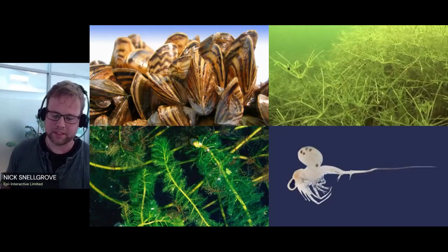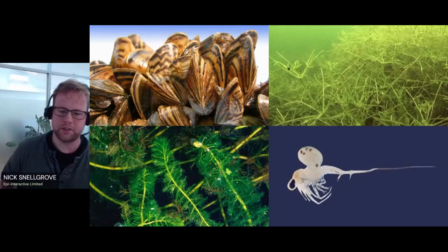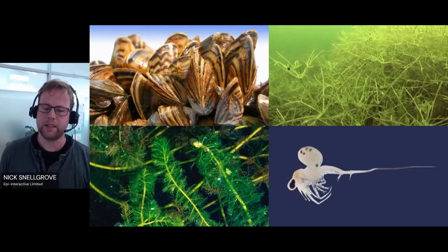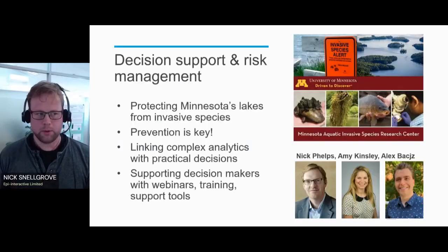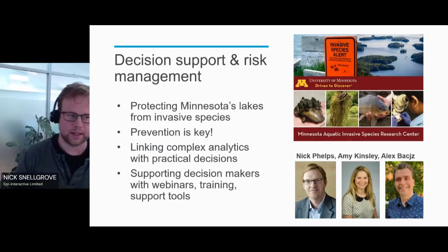So to combat the spread of these species, the researchers from UMN approached us to help develop the AIS Explorer, which is what we're going to find out about now. So the goal with the AIS Explorer is to provide a decision support and a risk management tool for county managers and decision makers on the ground in the state.